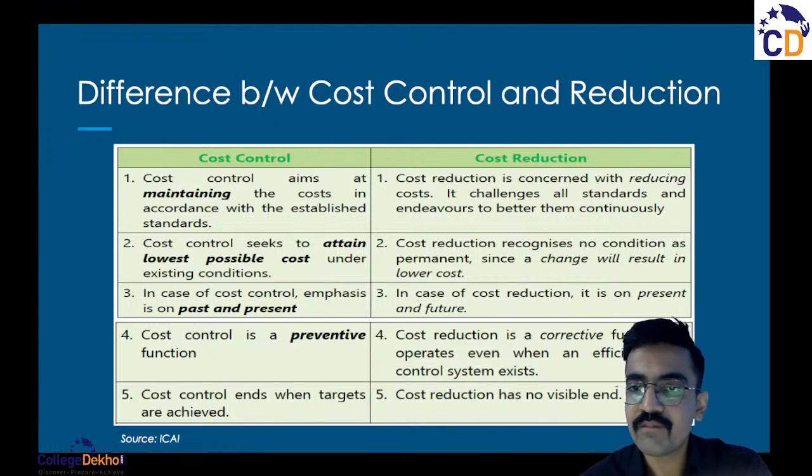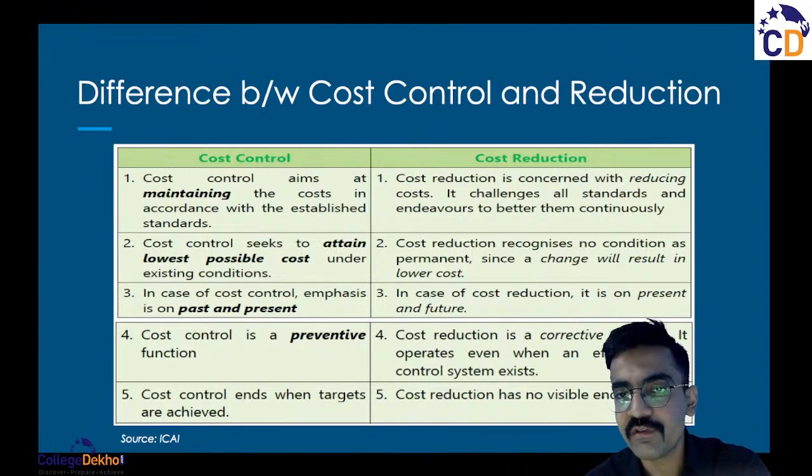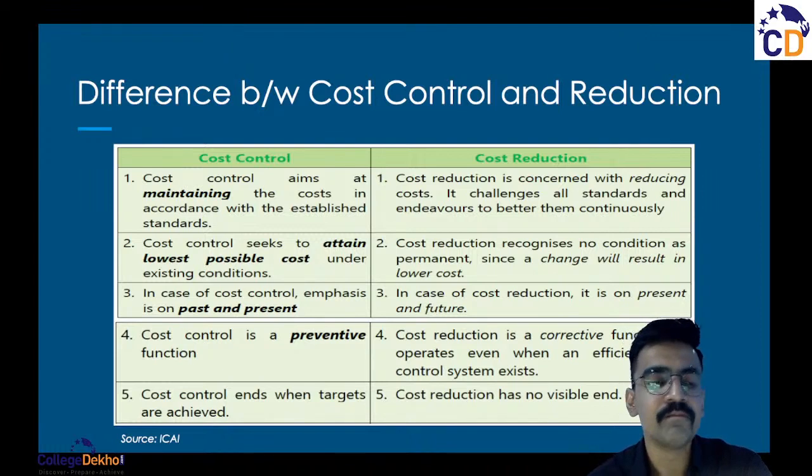So now let us consider that this cost reduction has happened in the company, and now the company is not paying 20 rupees, but the cost being incurred right now is 15 rupees, right? So the cost has reduced by 5 rupees, and the profit margin has increased by 5 rupees, and now it is 85 rupees as compared to 80 rupees earlier on. So this is just a basic distinction between cost control and cost reduction, and some other distinctions could be that cost control seeks to attain the lowest possible cost under existing conditions, right?